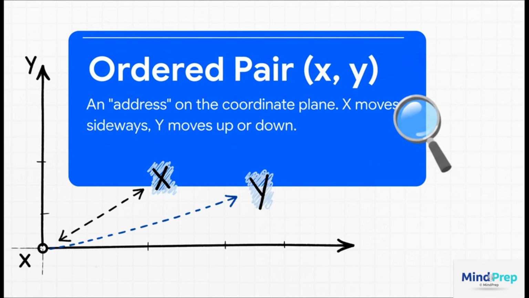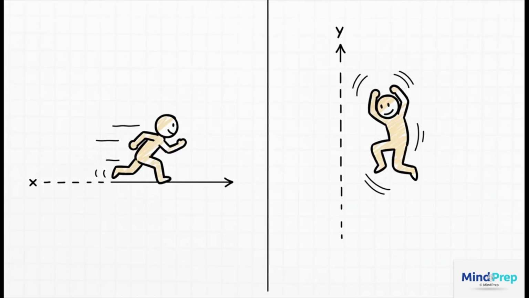The first number, the x, tells you how far to move sideways along that horizontal x-axis. The second number, the y, tells you how far to move up or down along that vertical y-axis. And get this, this is literally how a computer tells a video game character exactly where to stand on your screen. Okay, this is my favorite part.